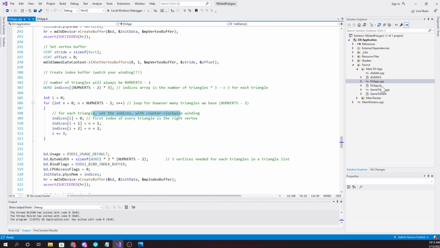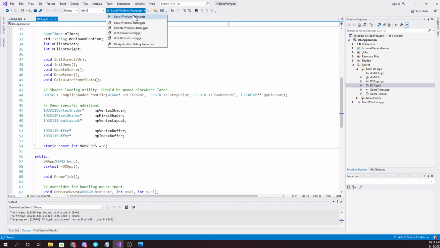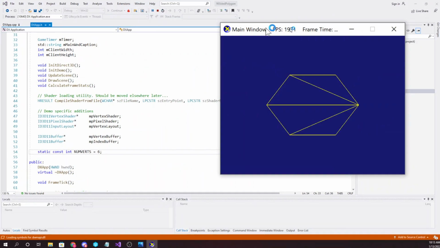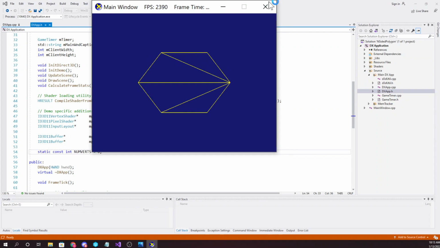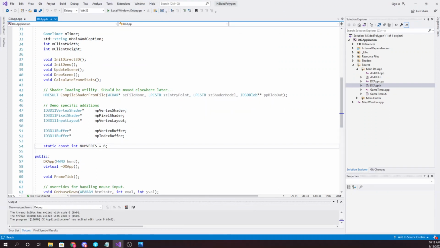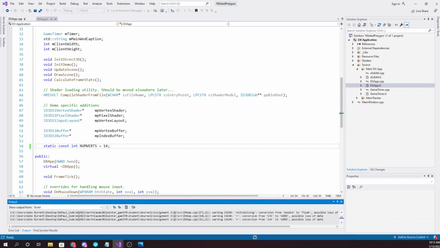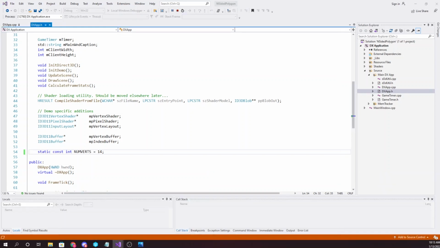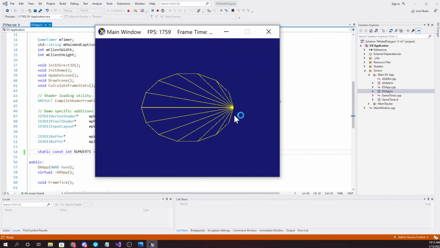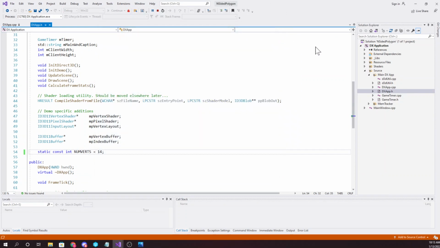So I had 6, and we get this 1, 2, 3, 4, 5, 6. Or if we do like, I don't know, 14 or something, we get 14. So that's working, I believe.